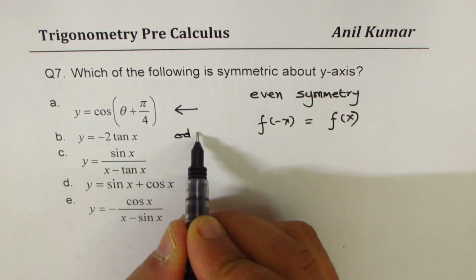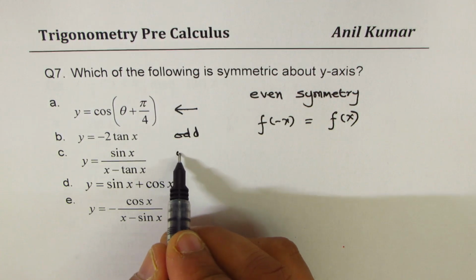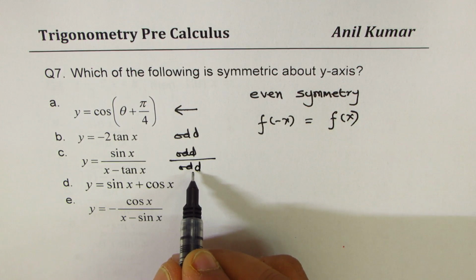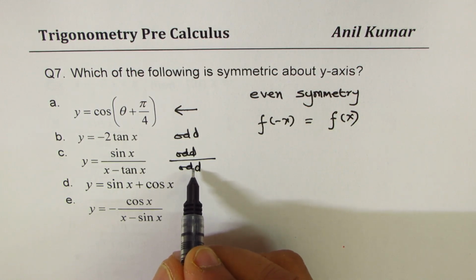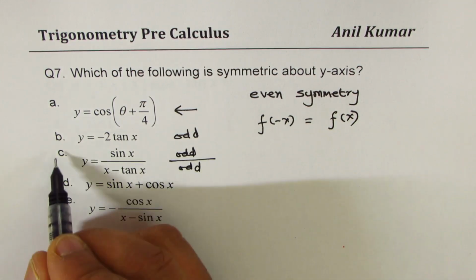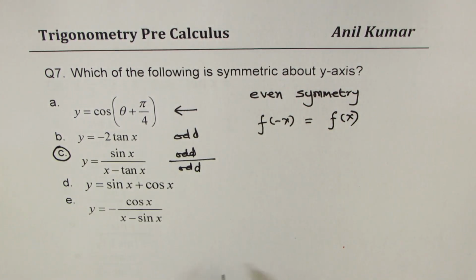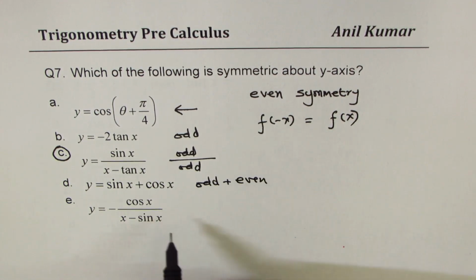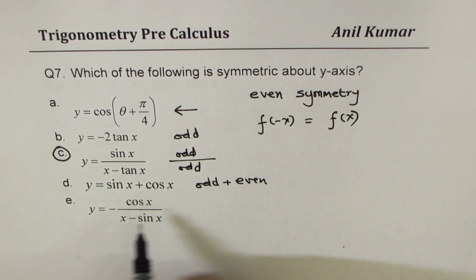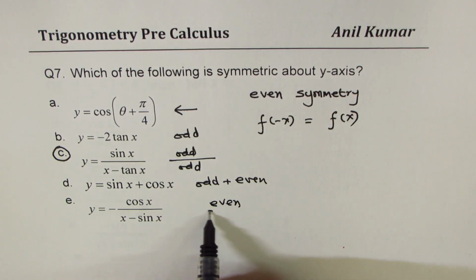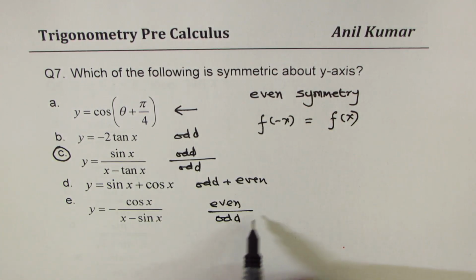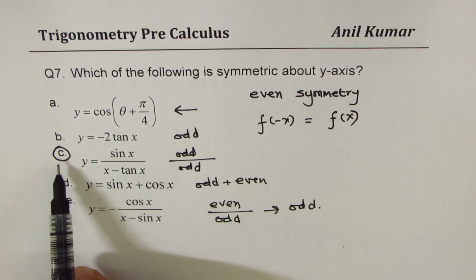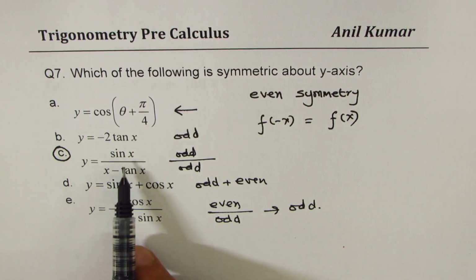Tan x is basically odd symmetry. Now, here we know this is odd divided by, that is also odd. So, odd divided by odd will give you what? That is going to give you even symmetry. So this is definitely our answer. Here it is a combination of odd symmetry plus even symmetry. So it's neither. Here what we have is even divided by odd. So that will give you odd symmetry. Do you see that? So we definitely get sine C as our answer, right?